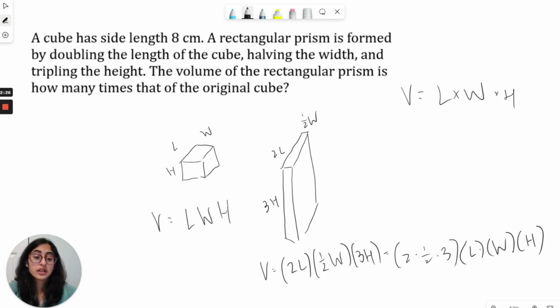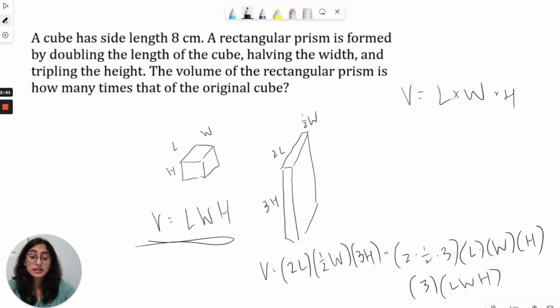So if you notice, 2 times 1/2 times 3 is just equal to 3. And so this final product is just 3 times length times width times height. And remember, length times width times height, that was the original volume. So another way you can say this is that the volume of the new prism, V2, well, that's just 3 times the volume of the old prism. This is just 3 times V1.